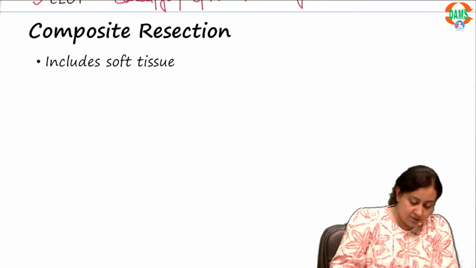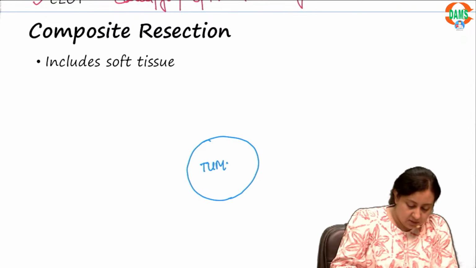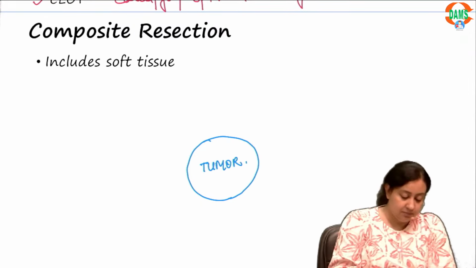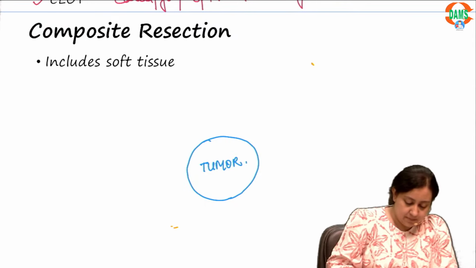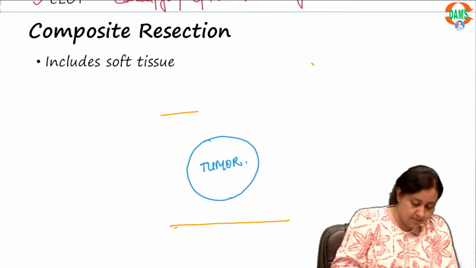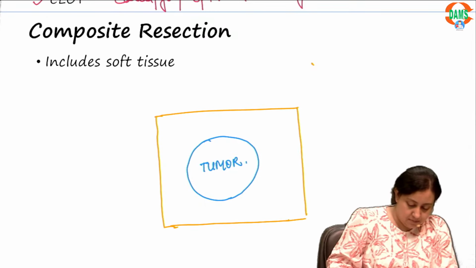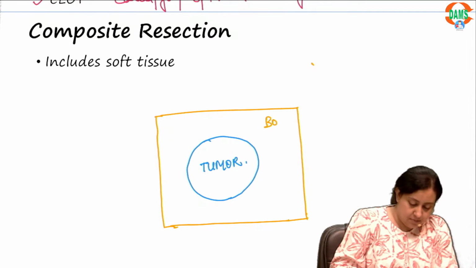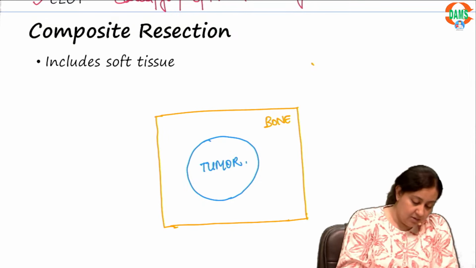So I'll just make a small diagram. Let's say this is the tumor, and this is your bone, the surrounding bone, and then comes your soft tissue.